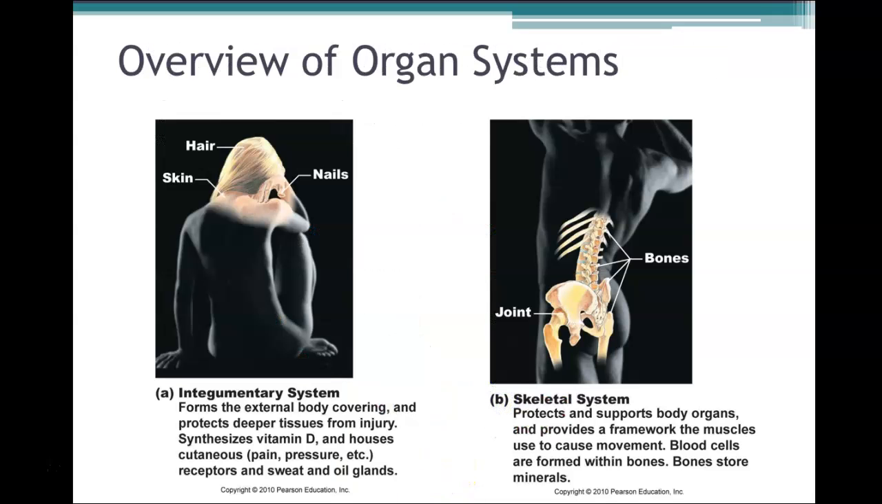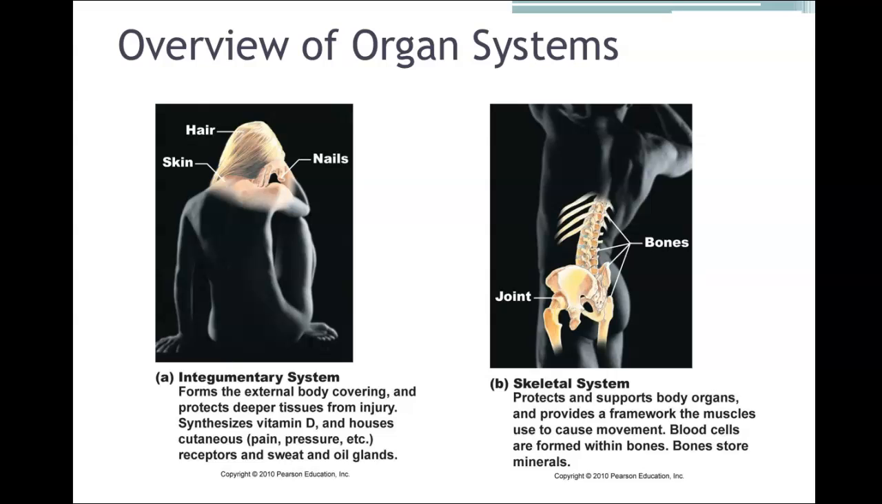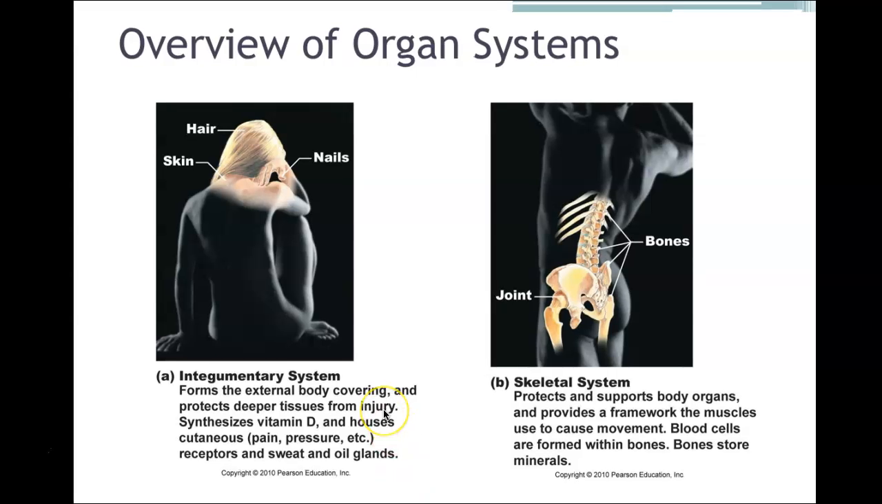All right, and now we're going to review each organ system. We are not going to be able to cover every single one of these in this class. I've picked very specific ones that we're going to cover. Integumentary is the hair, skin, and nails, and is going to protect the body from injury.